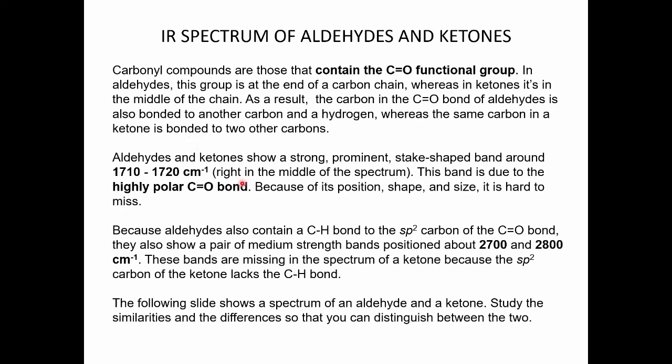When we know that we have an aldehyde or a ketone, we should look around the 1710 to 1720 range, which is usually right in the middle of the spectrum. Because it is polar, we should expect a very sharp, strong peak. Another thing to remember is aldehydes contain an sp2 hybridized carbon because of that carbon-oxygen double bond. So we should also expect to see a carbon-hydrogen stretch at 2700 to 2800.